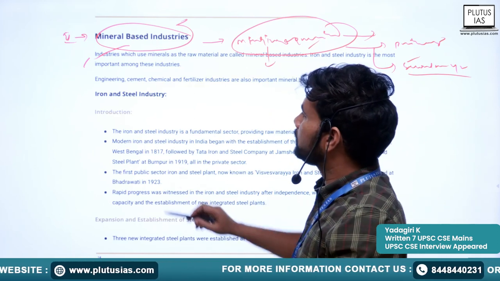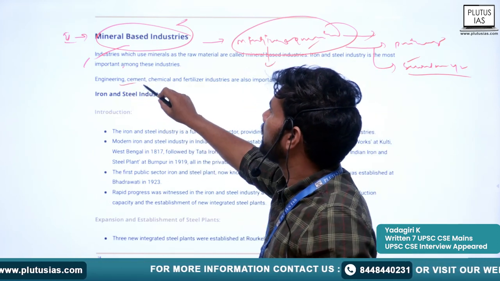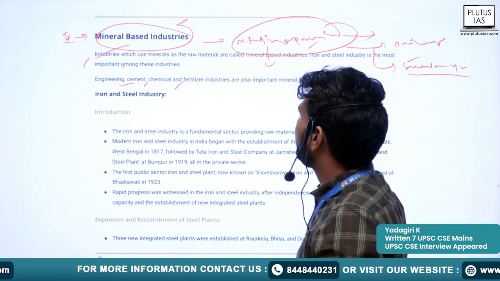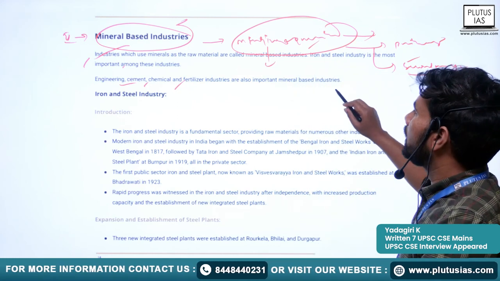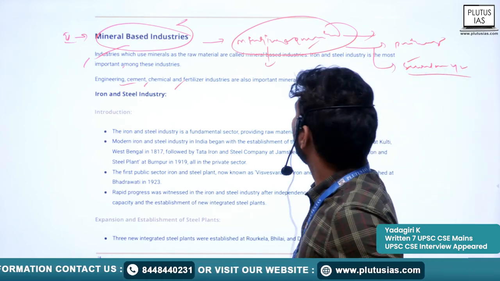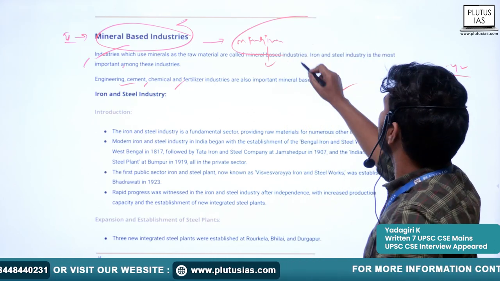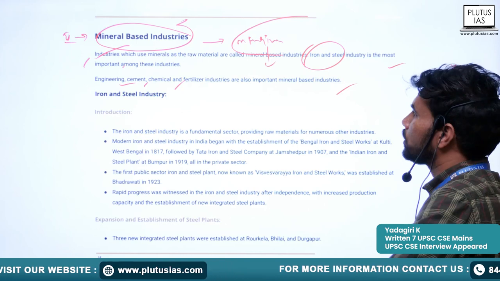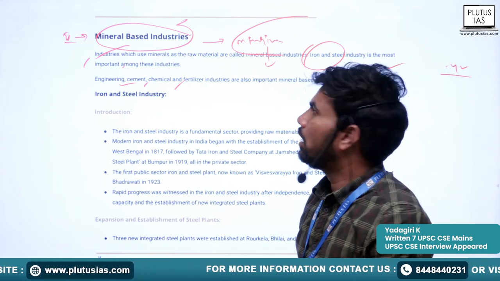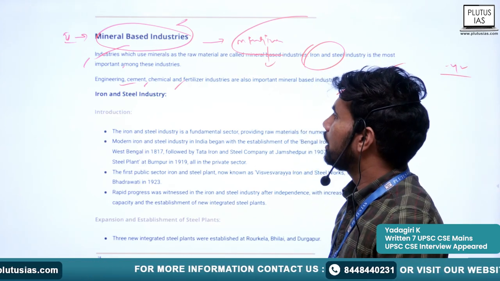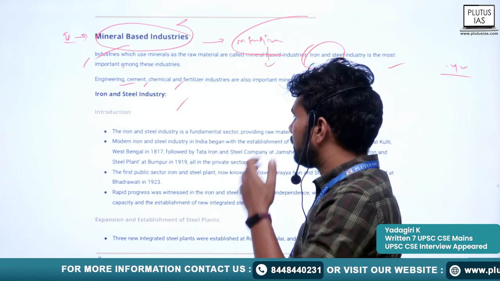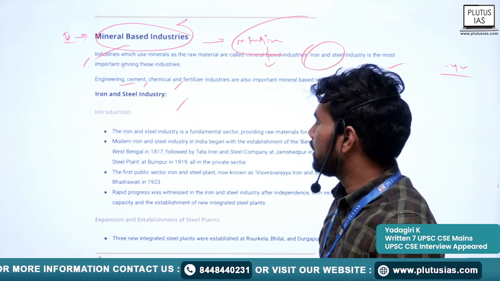Some of the examples of industries here are engineering, cement, chemical and fertilizer industries. They are some of the important mineral based industries. The major industry here is the iron and steel industry. It is the most important among the mineral based industries, right? So we will understand some facts about the iron and steel industry.